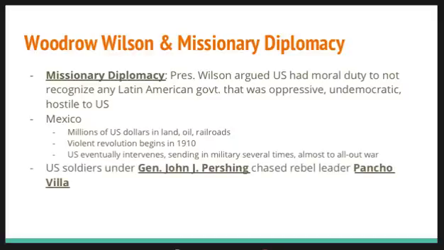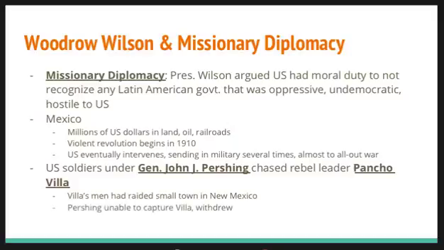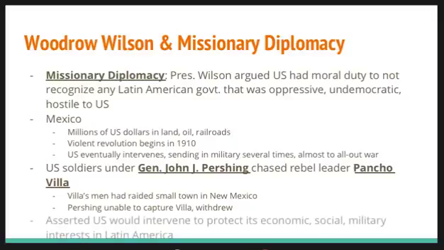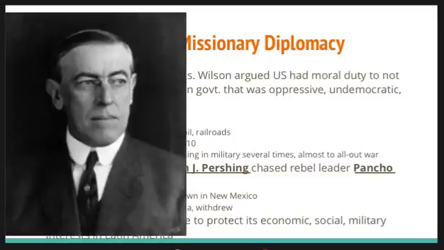In fact, the United States soldiers sent General John J. Pershing after the rebel leader Pancho Villa, who had overseen some attacks across the United States and killed some Americans who were in Mexico. Villa's men had raided a small town in New Mexico, but Pershing was unable to actually capture Villa and withdrew. But Wilson asserted that the United States would intervene to protect its economic, social, and military interests in Latin America if compelled to do so.